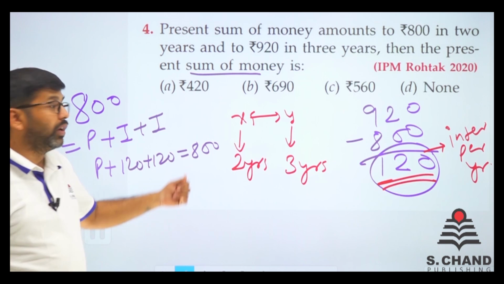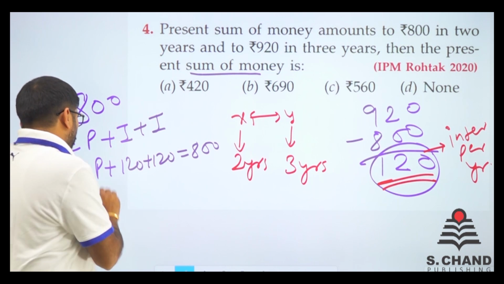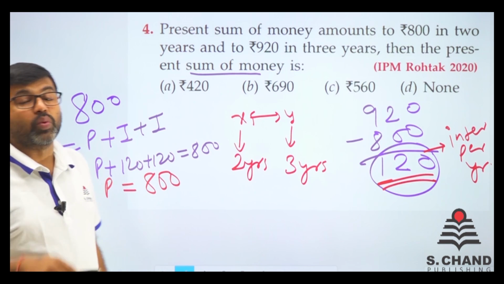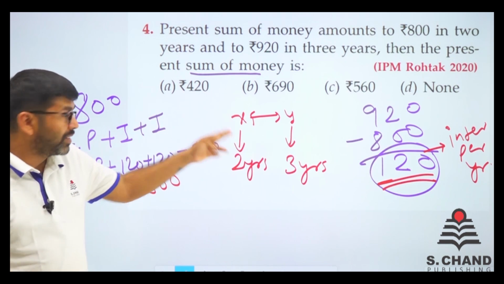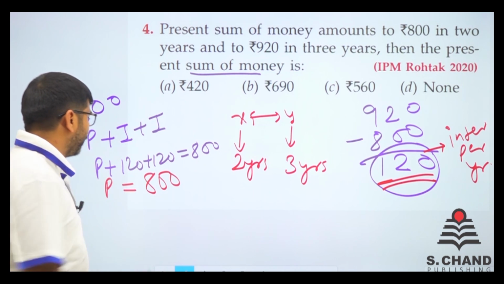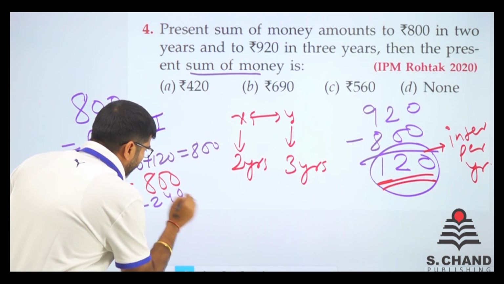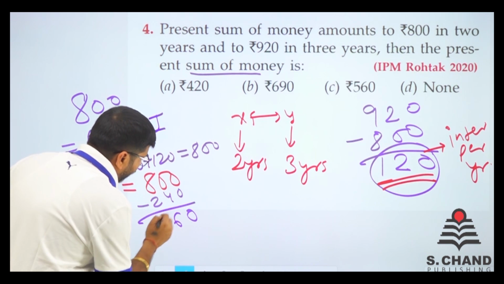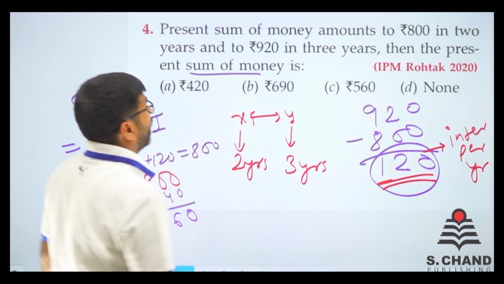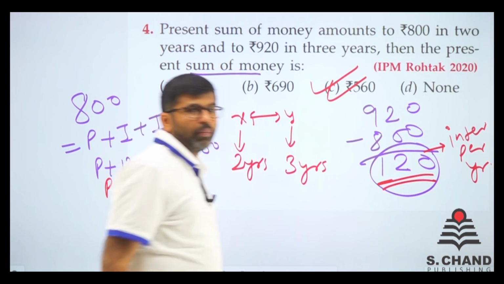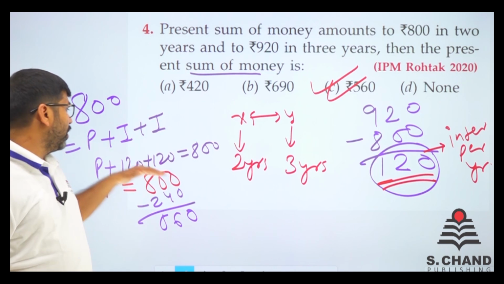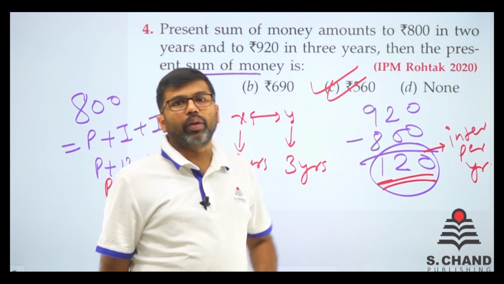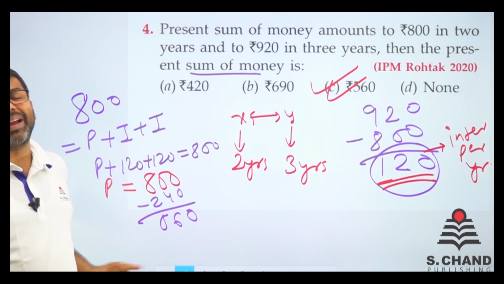That is the amount a person gets after 2 years. So principal is equal to 800 minus 240, since 120 and 120 is 240. So we get 560. So 560 is the principal amount, where it got 120 and 120, and in 2 years it got 800, and in 3 years it got 920. So in a very simple manner I did.